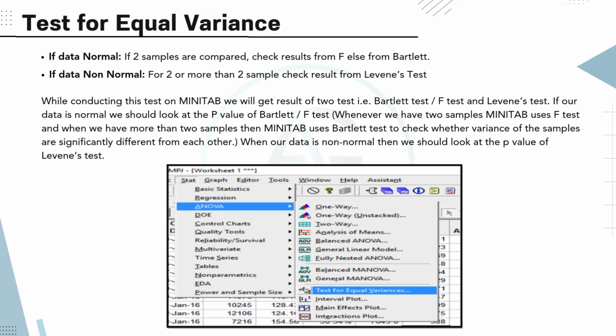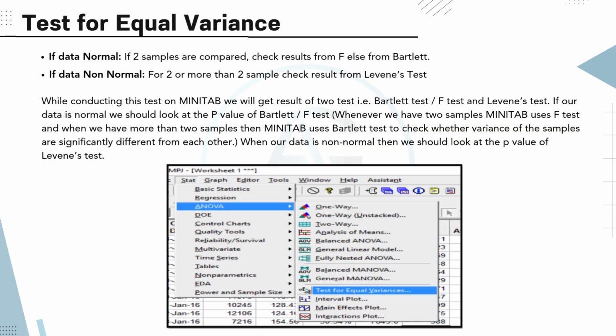If your data is normal, when comparing two samples, look at the F-test results. When comparing more than two samples, rely on the Bartlett test. If your data is non-normal, regardless of the number of samples, use Levene's test, which is more robust against deviations from normality. Now, when using Minitab, you'll get results from both the Bartlett F-test and Levene's test simultaneously.